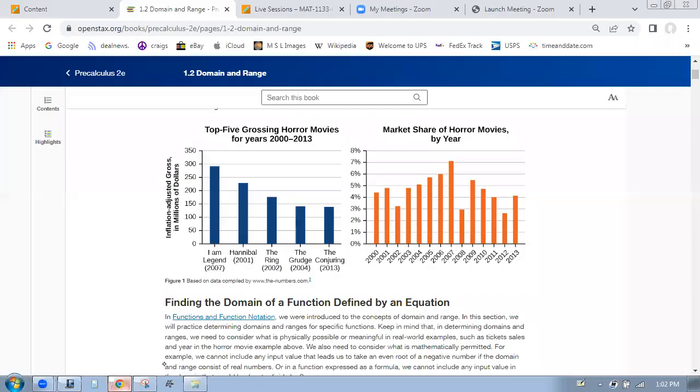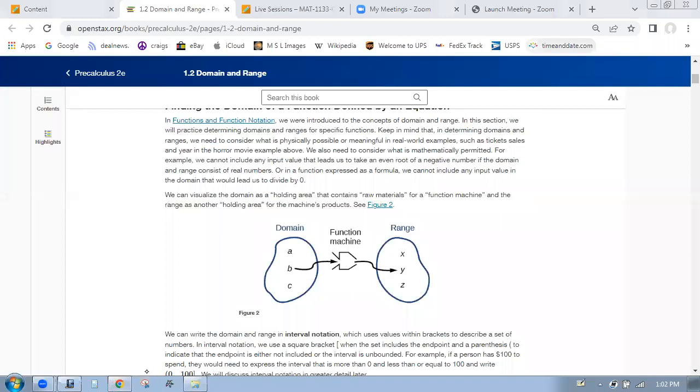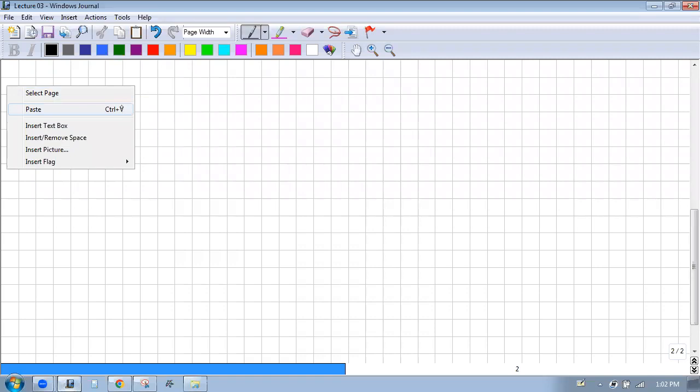Now I know input and output are pretty simple concepts, but there's going to be a lot of different notation for writing this stuff down. So it's going to start to get all complicated real quick, even though it's a simple concept.